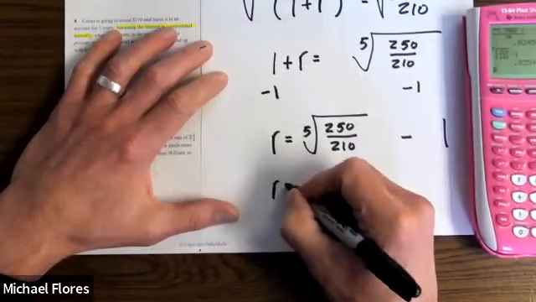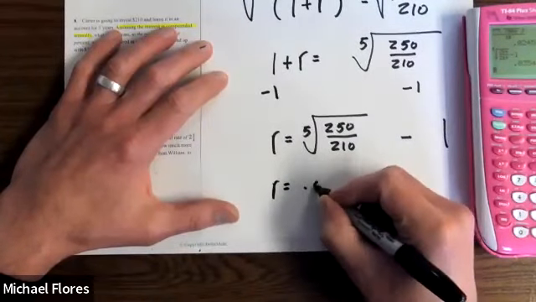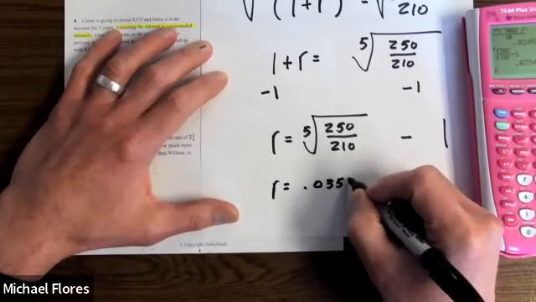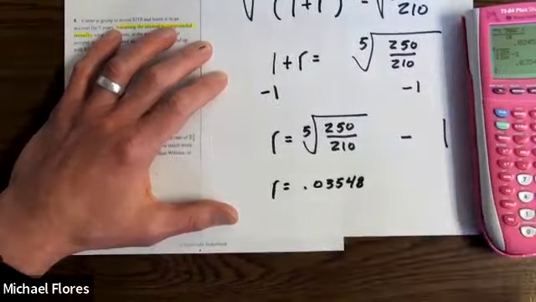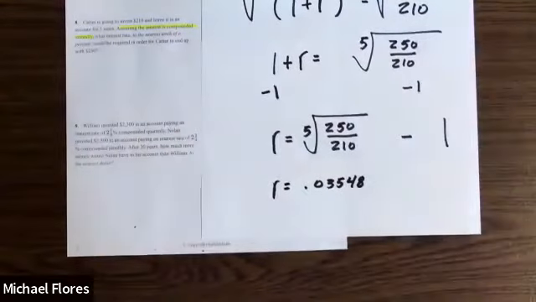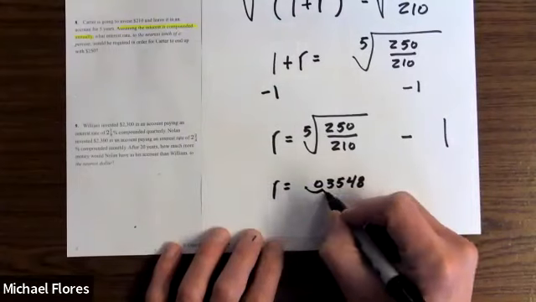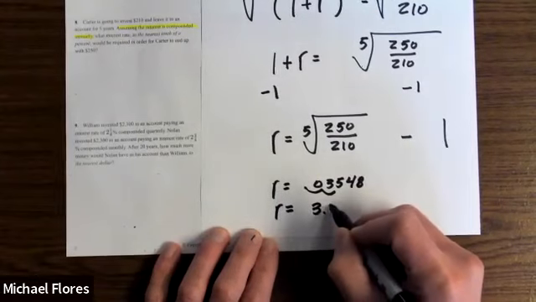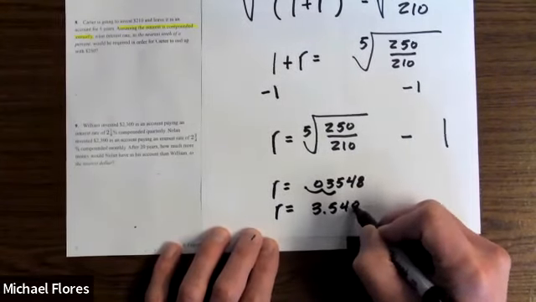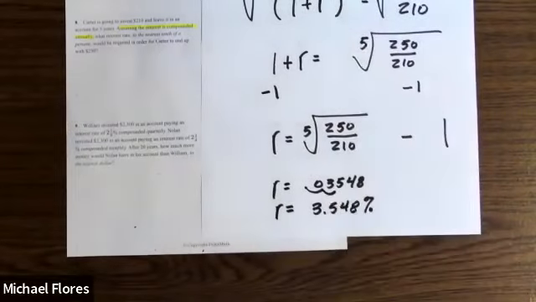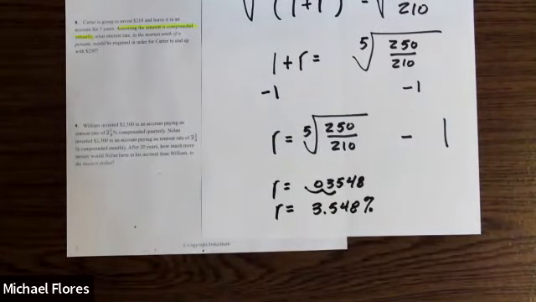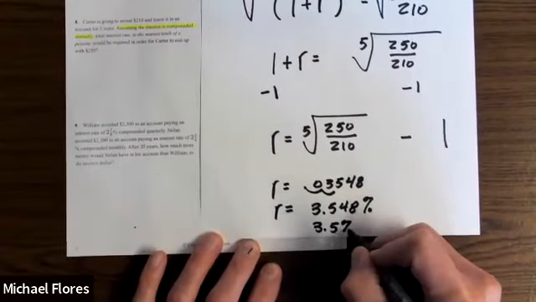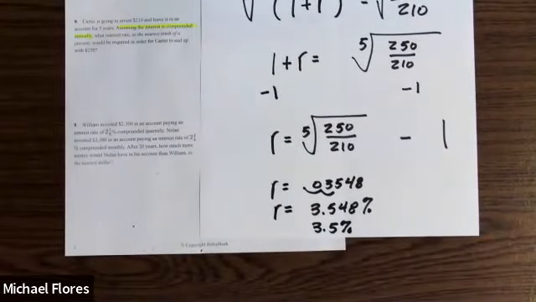So r is 0.035548. That should be plenty. Let's move that decimal place over twice. And then let's go back and see, where are we rounding to? Once again, to the nearest tenth, which would be 3.5%. Final answer.